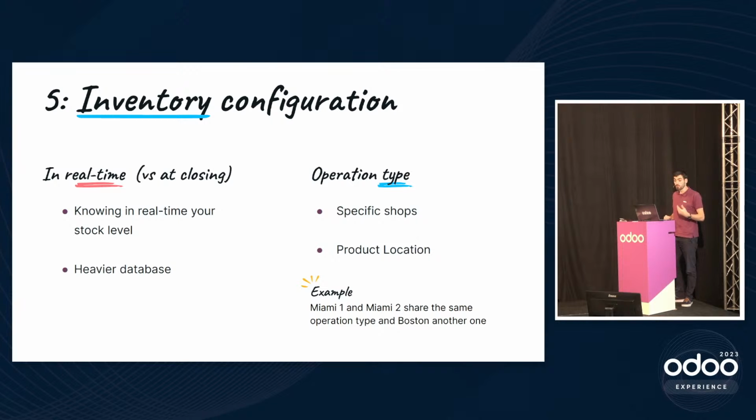So this is super important. Imagine that I sell a product. Of course, I want my stock to be updated, but which one? Which warehouses? So we need to manage all the warehouses. Imagine if I sell one product in Boston, I don't want my stock in Miami to change, of course. So let's configure this together.